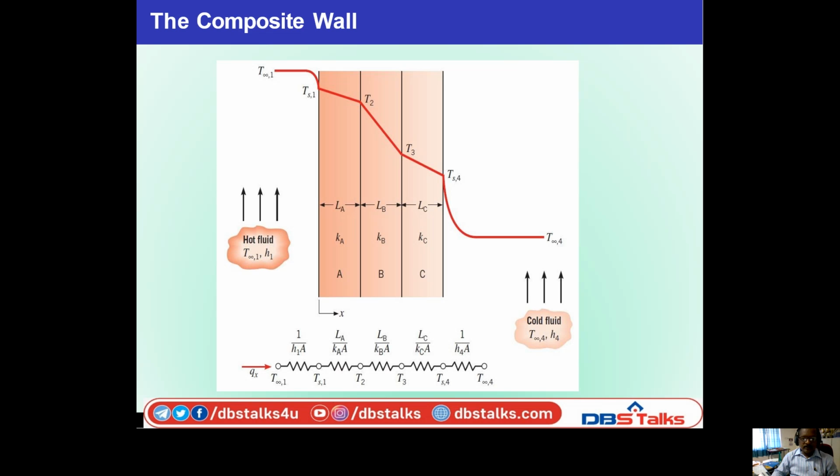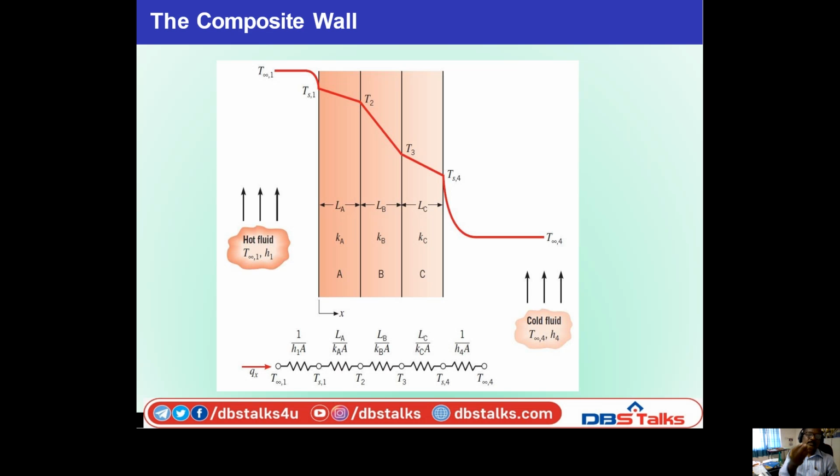There is a heat transfer of Q. To find the heat transfer, we know the temperature T1 and the temperature T4, but in between we don't know T2 and T3. In such cases, we have to find a heat transfer formula which is a function of T1 and T4. To simplify this composite wall situation, we convert it into an electrical analogy.